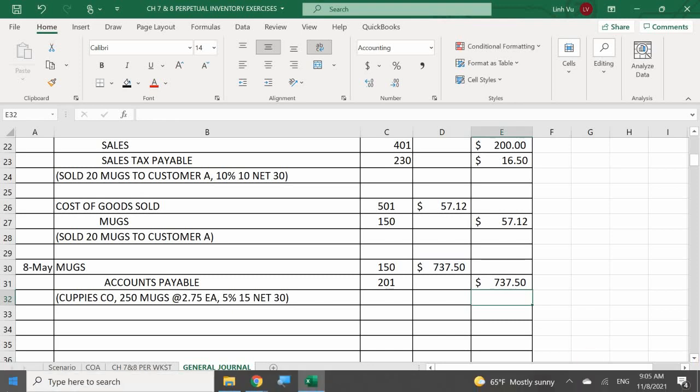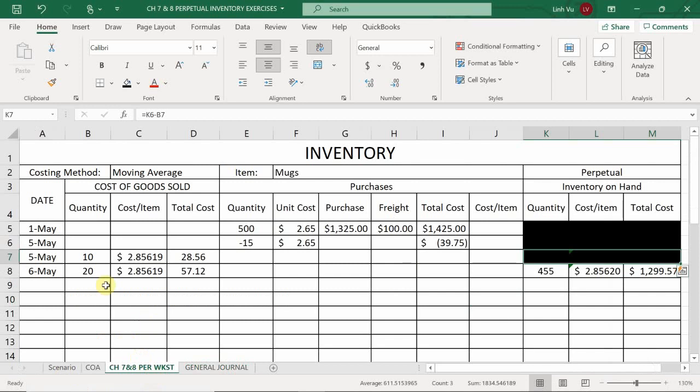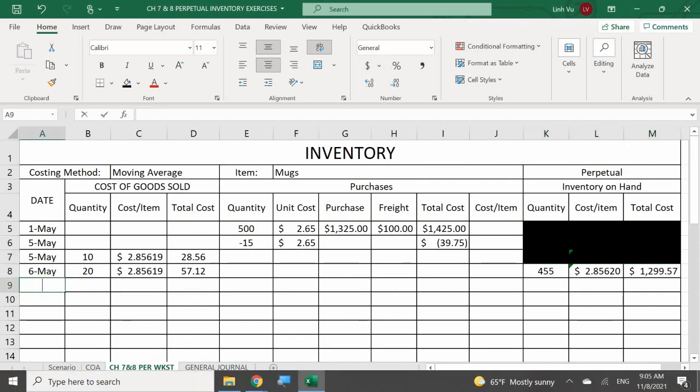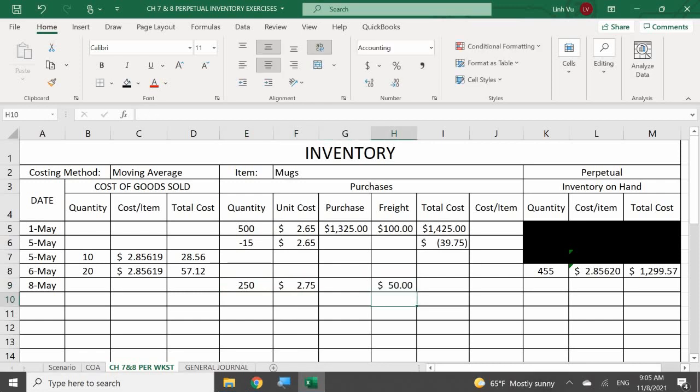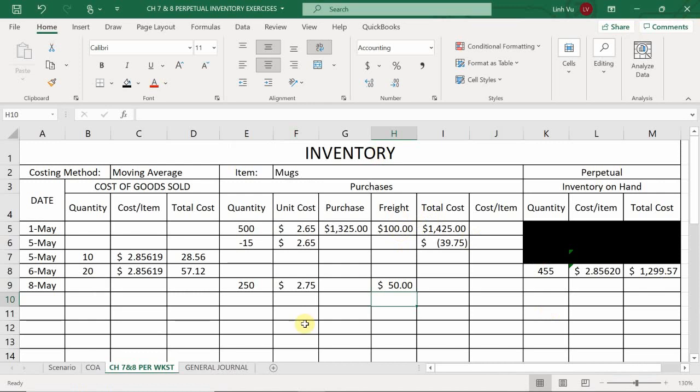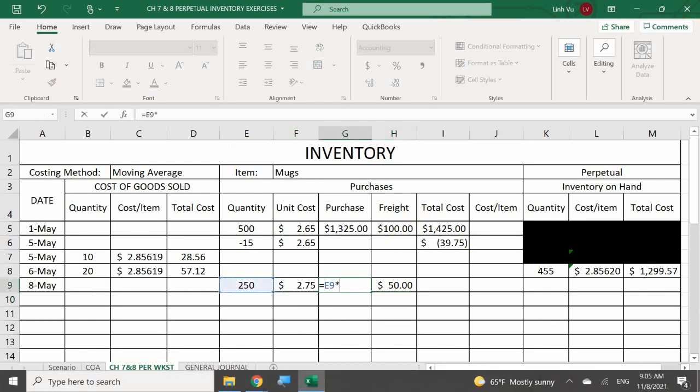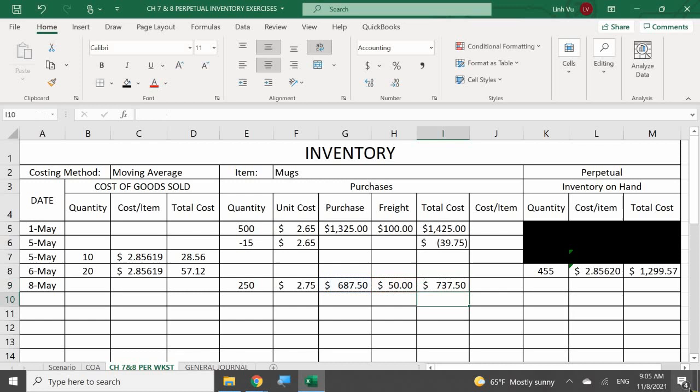Okay. So let's plug our numbers into our inventory worksheet here, because I made a purchase of inventory. So it is May 8th. I purchased 250 units at $2.75 each with a freight of 50. So my purchase price, like we've mentioned before, is $687.50 plus 50, which gives me $737.50.